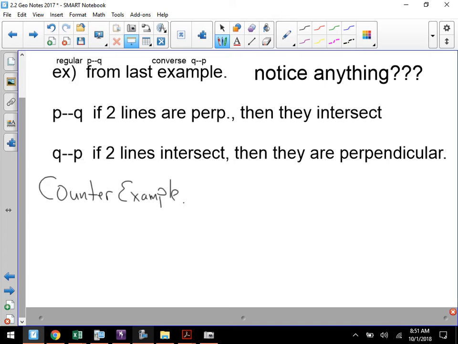But I could say a counterexample. They could intersect, not perpendicular. That's a counterexample. They could be just like this. I could draw two lines. Counterexamples could be a diagram. Those are two lines that intersect and are perpendicular. If they're perpendicular, I put that little square box in there to show that it makes a right angle. So counterexamples can be a statement, be a little diagram, just to disprove something.